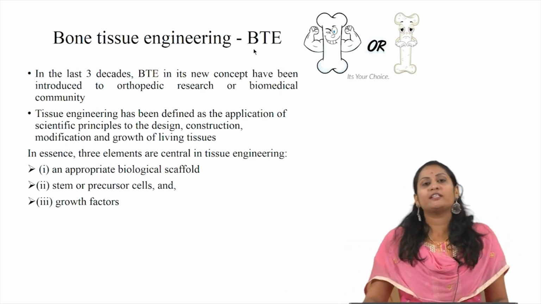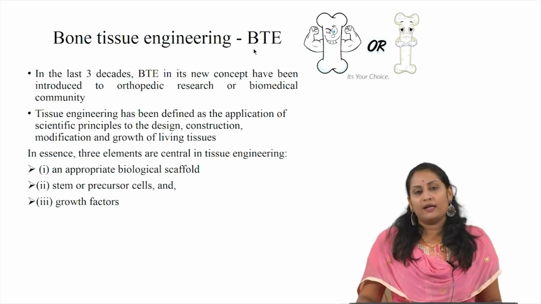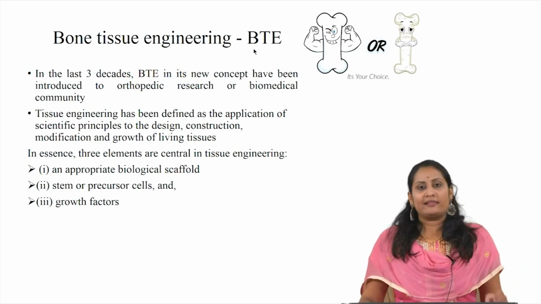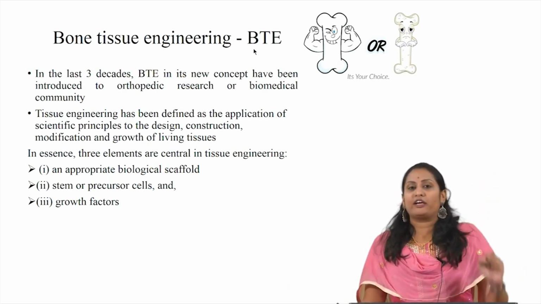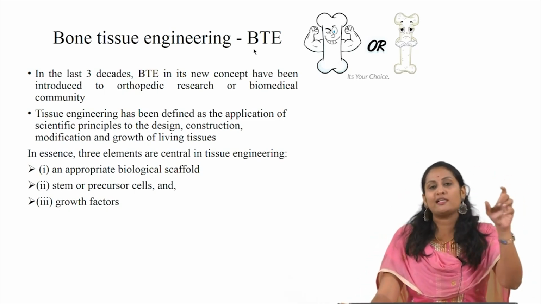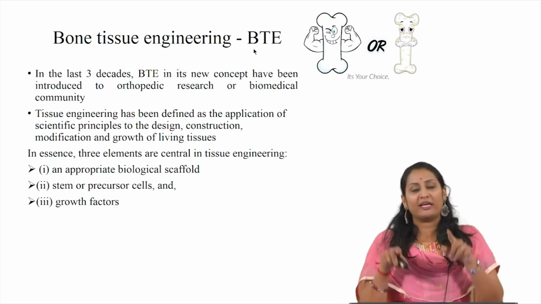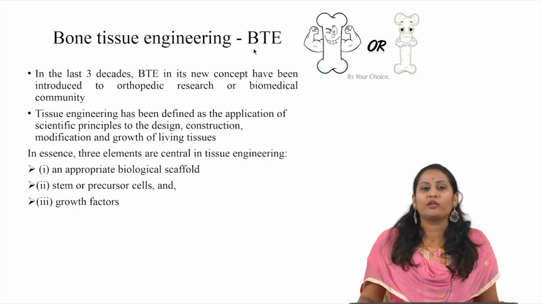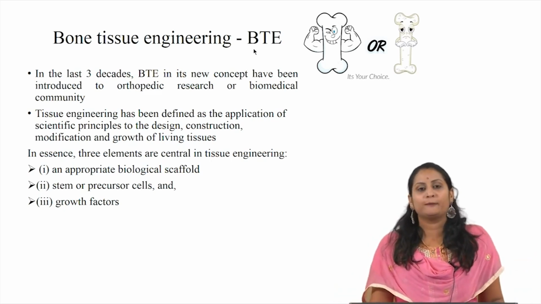The first element is the biological scaffold, which is a biomaterial, the second one is cells, and the third one is growth factors. So scaffold, cells and growth factors all together make the tissue engineering triad. So this is just a brief introduction about tissue engineering and the tissue engineering triad.